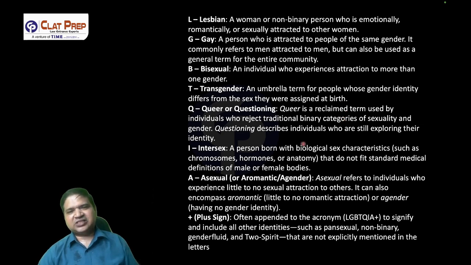The IA that we just discussed, intersex, is a person born with biological sex characteristics, chromosomes, hormones, anatomy that do not fit the standard medical definition of male or female bodies. So if there is anything other than the standard medical definition of male or female body, all that comes under intersex. Then we have asexual. This refers to individuals who are not sexually attracted to others, whether it's male, whether it's female. So these are the people who are asexual.